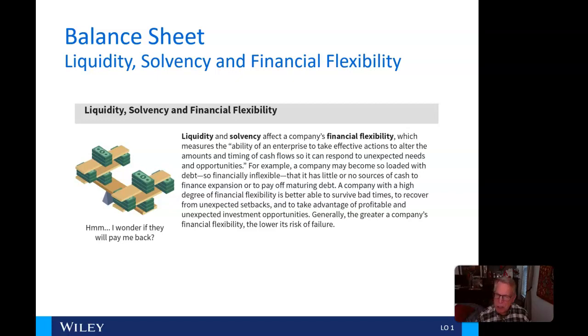And their definition here is the ability of an enterprise to take effective actions to alter the amounts and timing of cash flows so it can respond to unexpected needs and opportunities. A very nice description. So as it says here, a company may become so loaded with debt, so financially inflexible, that it has little or no sources of cash to finance expansion or pay off maturing debt.